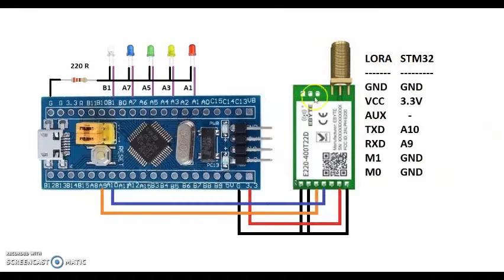For the receiver, the LoRa module and STM32 connection are the same. And I have 5 LEDs, one side of LED connected to the STM32, A1, the next one is connected to A3, next one A5, A7 and B1. Other side of LED connected to ground through 220 ohm current limiting resistor.